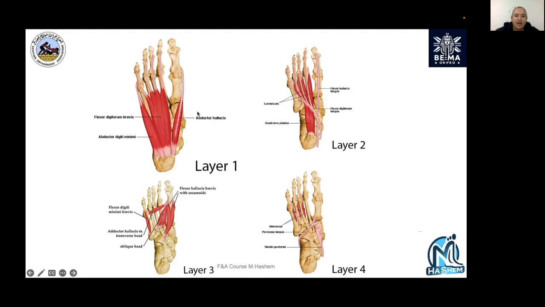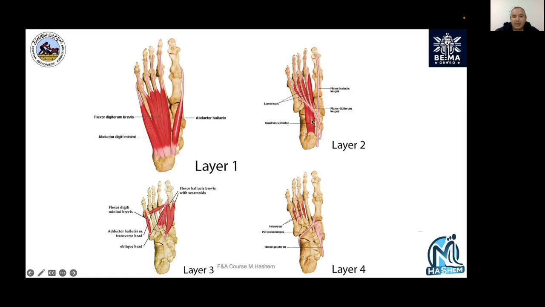So first layer, you have abductor hallucis, abductor digiti minimi, and flexor digitorum brevis. And on the third layer, you have the flexor hallucis brevis, the flexor digiti minimi brevis, and the adductor hallucis. First layer: abductor hallucis, abductor digiti minimi, flexor digitorum brevis. Third layer: flexor digiti minimi brevis, flexor hallucis brevis, and adductor hallucis.